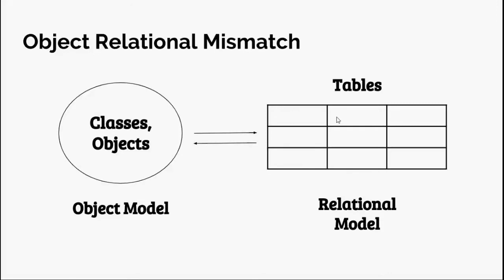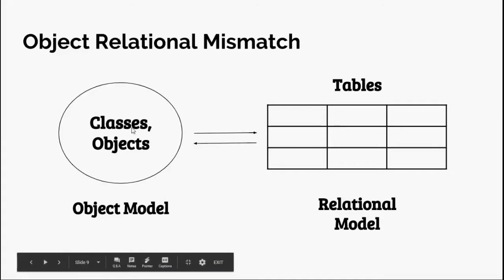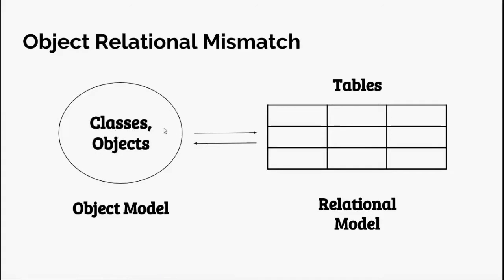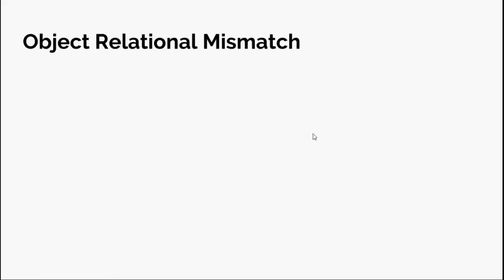Now let's see what is object relational mismatch, also known as paradigm mismatch. As Java is an object-oriented language, everything in Java is class and object based. And on the other side, we have RDBMS, or relational database. In RDBMS, as I said, we use tables to store data. Due to differences between these two, mismatches are introduced.